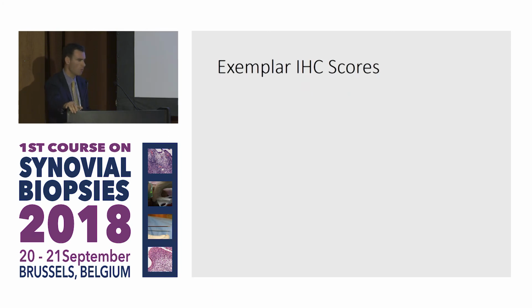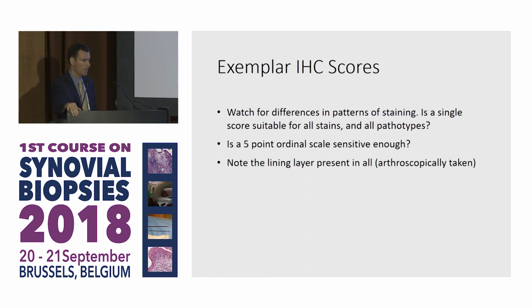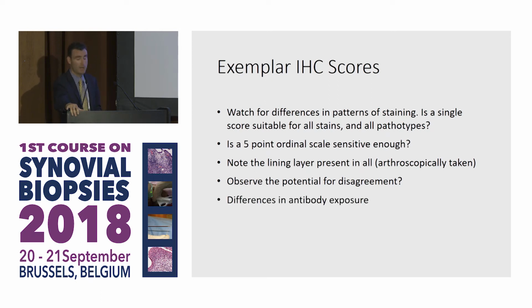So let's have a look at how we score synovial tissue with immunohistochemistry scores. But as I show you the next few slides, which are just simply exemplar images, I want you to watch for differences in the patterns of staining and ask, is a single score suitable for all the stains and all the known pathotypes? Is a 5-point ordinal scale sufficiently sensitive? Note that in these instances, a lining layer is present because they were all arthroscopically retrieved. And then I want you to observe, is there potential that we might disagree on the score? And importantly, there's differences in antibody exposure, and I've got one image that might exemplify that.